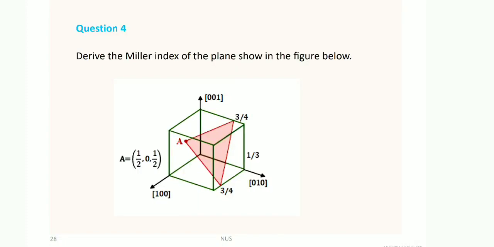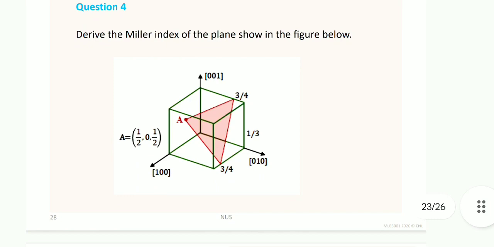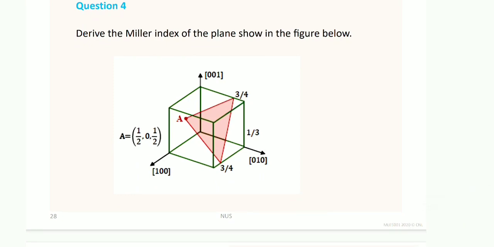In this video we are going to solve this question. The question says derive the Miller index of the plane shown in the figure below. So we are given a plane in red color. You can see it is a very pretty plane, but what we have to do is find out its Miller indices.